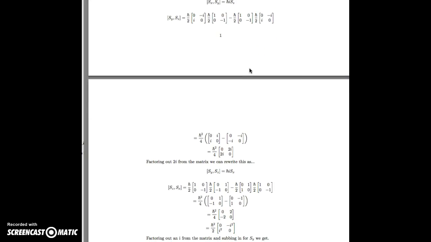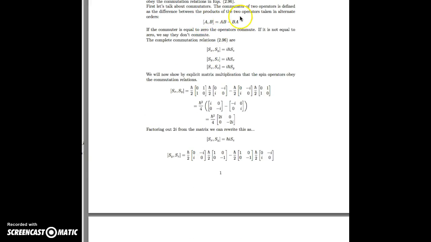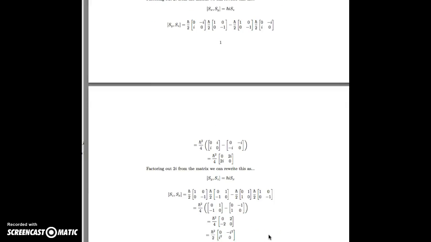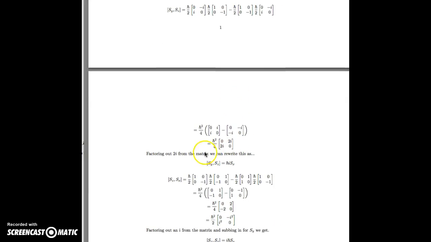For S sub y and S sub z as our operators, we write those in matrix notation and plug in our formula, which is right here. Once we get to this point, we can factor out a 2i from the matrix, and we can rewrite this as this, subbing in for S sub x.